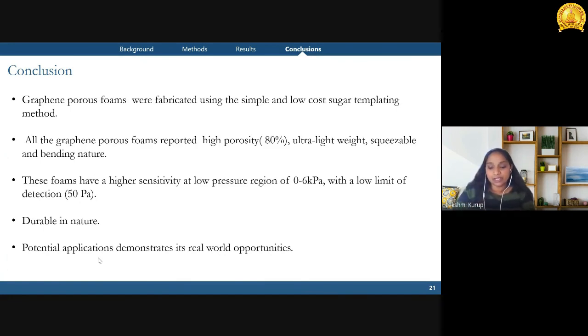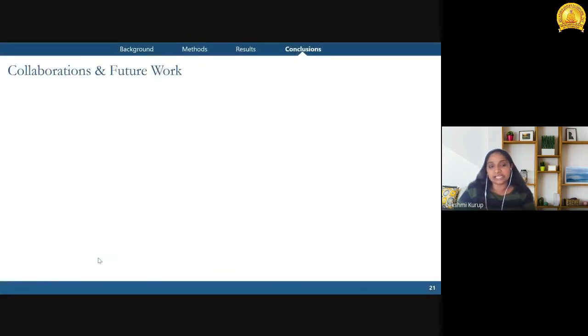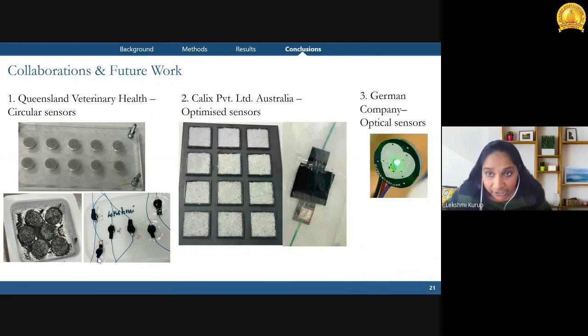Now, moving on to the collaborations and the future work. I'm having collaborations with 3 companies. My first collaborator is Queensland Veterinary Health, for whom I have fabricated these foams. These circular sensors, I myself fabricate using sugar granules, not from sugar templates. I just put these sugar granules into small circular molds and fabricate these devices. These are being used for testing the heartbeat rate of horses in the veterinary department, and studies are going on.